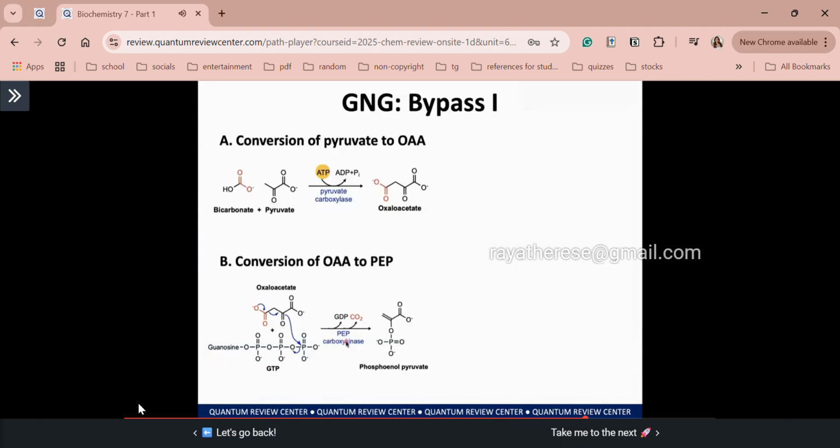So let's start with bypass 1, which involves 2 different enzymes. For our first reaction, this is the conversion of pyruvate to oxaloacetate with the use of pyruvate carboxylase. Class, again, I would like to reiterate, no need to memorize the structure. Here, the purpose of the first reaction is to consume ATP. Oh, sir, that's why it's energetically expensive.